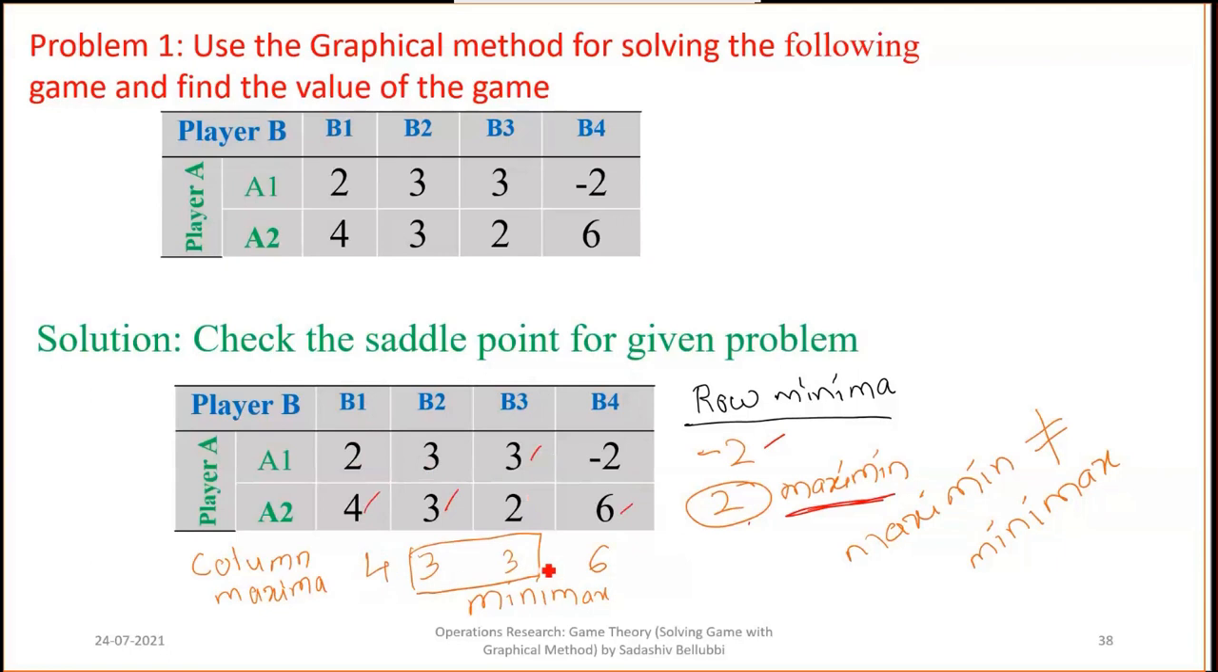Out of all the maximum numbers you need to identify the minimum number. 3 is the minimum number. Here we can observe that maximin is not equal to minimax. It means that a saddle point is not present in this case. Now we can conclude from the maximin and minimax values that the value of the game lies between 2 and 3 only.